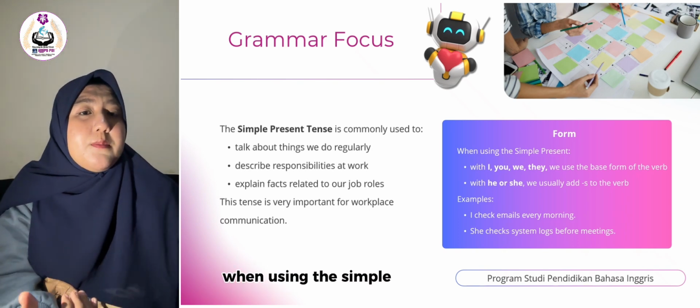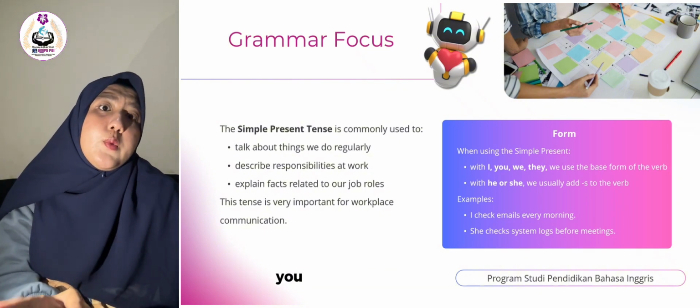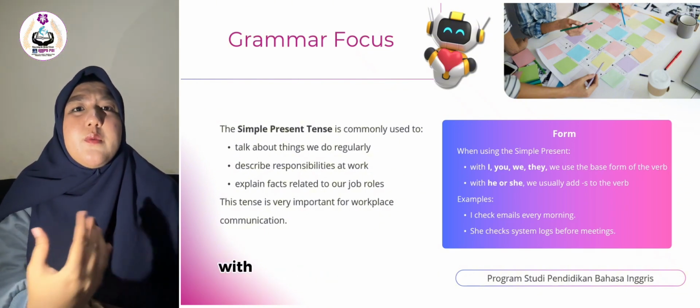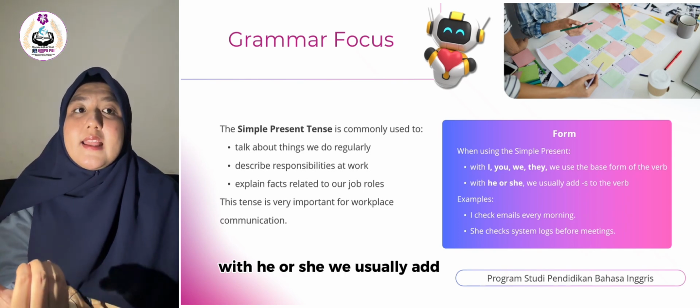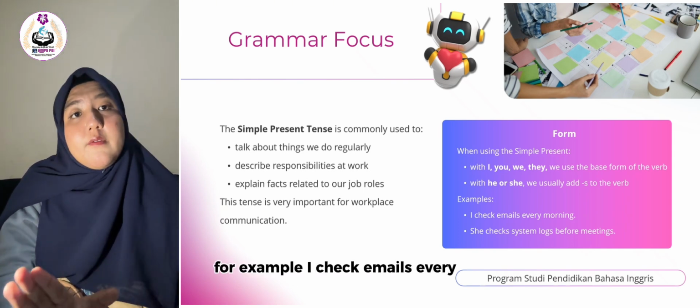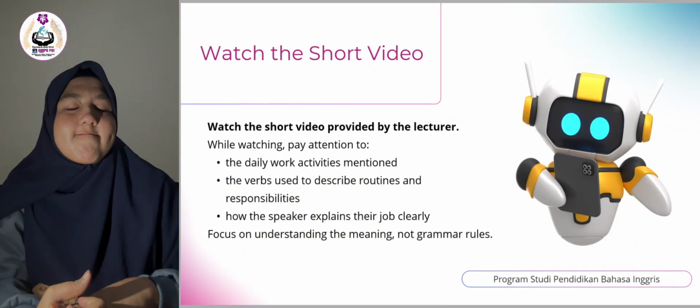When using the simple present, the form is quite simple. With I, you, we, and they, we use the base form of the verb. With he or she, we usually add s to the verb. For example, I check emails every morning. She checks system logs before meetings.